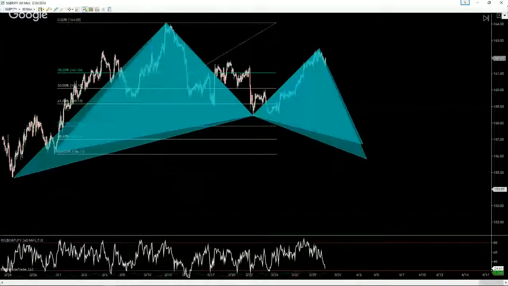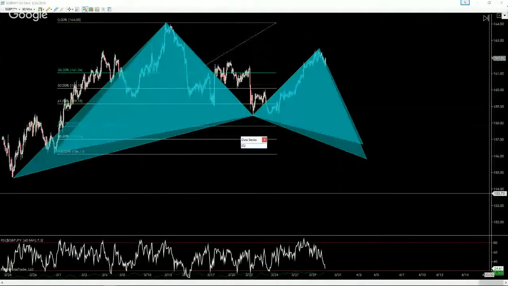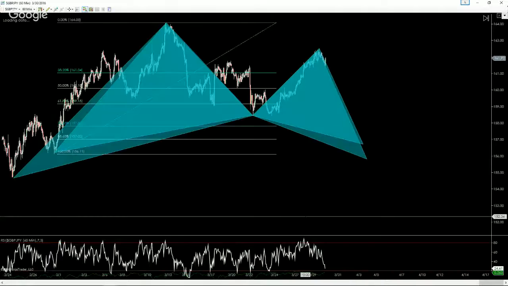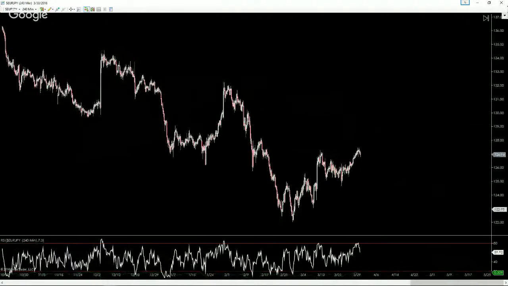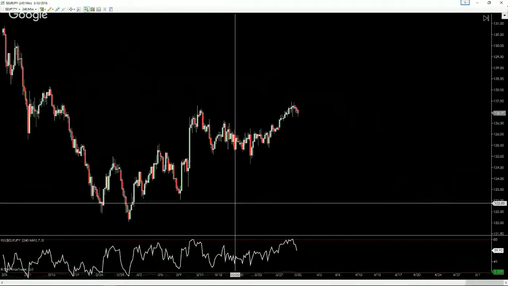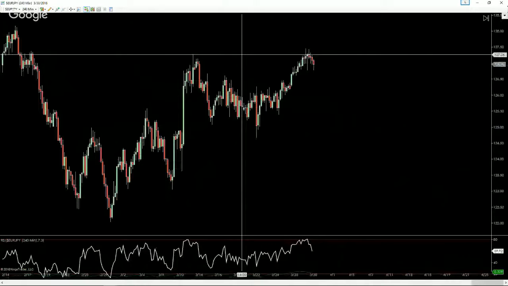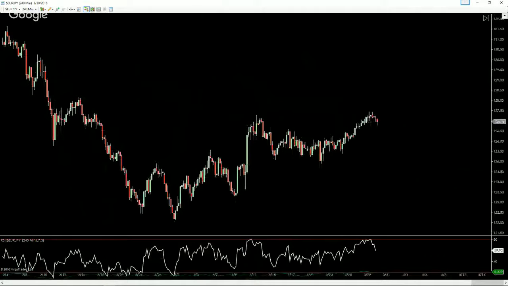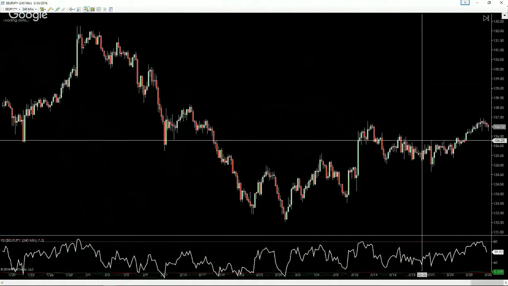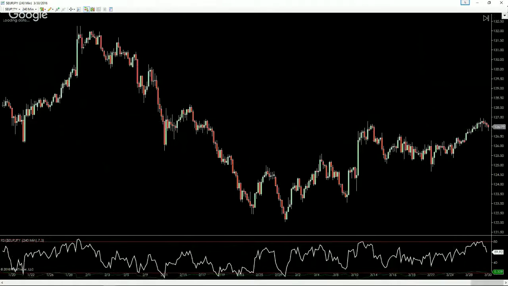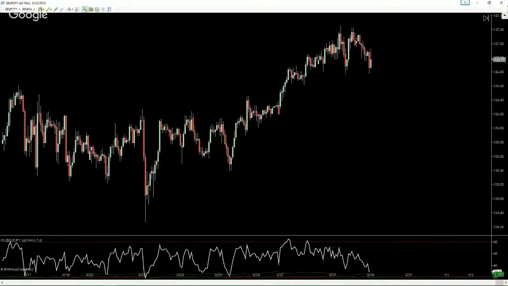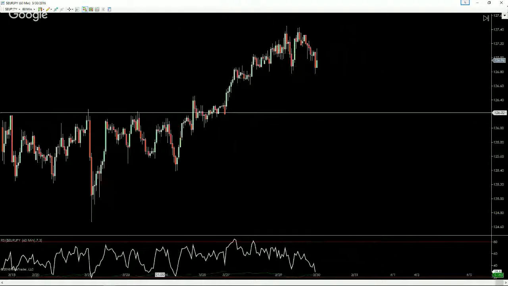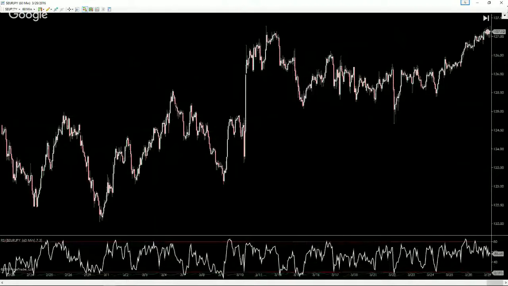Let's go to euro yen and the 240. See if we have anything here. Nothing in the 240, so let's go down to the 60. Nothing there also.